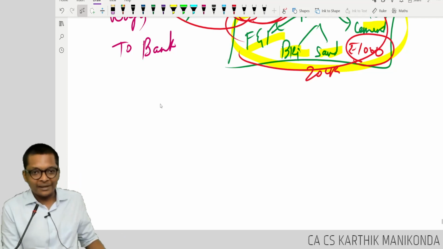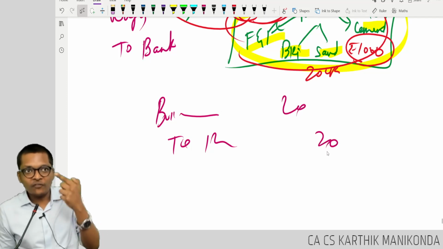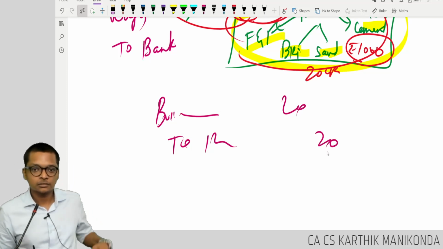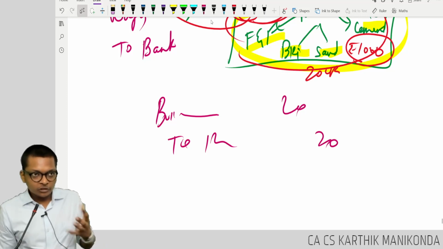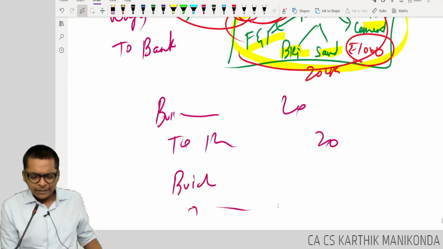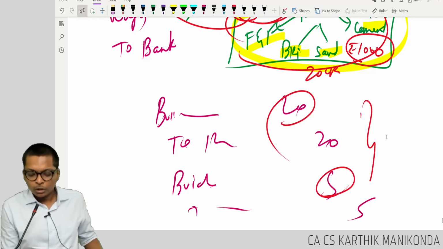Already Selvakumar passed entry: building to bank 20 crores. Now extra 5 crores, what entry? This also is building only. So again he will pass what? Building to bank how much? 5. Total building value will now become 25 crores.